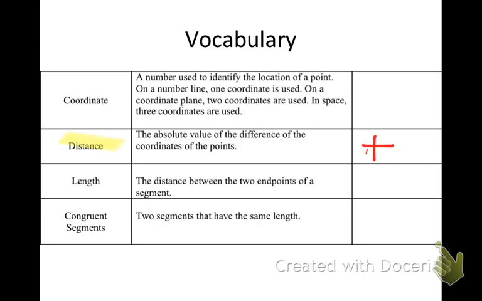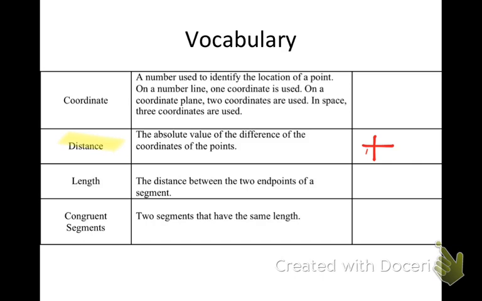Length. Length is the distance between the 2 points of a segment. Think about it. If I measure length, do we ever measure length in negatives? Like if I measure the length of this room, would I say it's negative 30 feet? No, length is distance. Distance is always going to be positive. So length is the distance between the 2 points of a segment, and length is going to be positive distance as well.